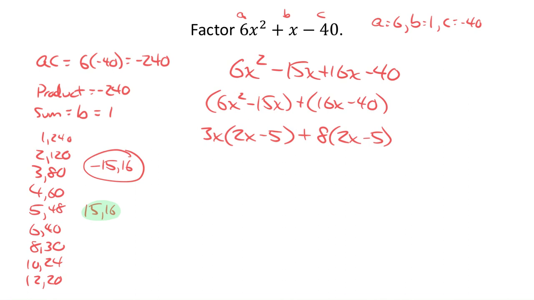the 2x minus 5 is in common with both terms. And so we can factor that out. When we factor it out, what's going to be the other factor? It will be the 3x plus 8 that we have out in front. So our final answer will be 3x plus 8 multiplied by 2x minus 5.